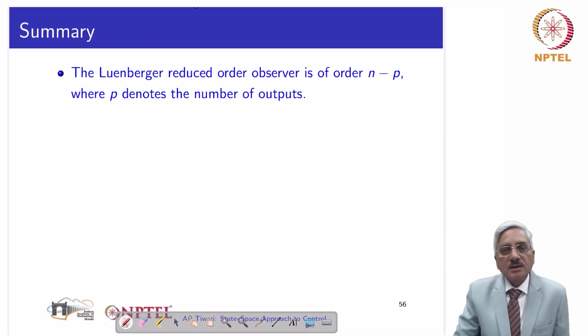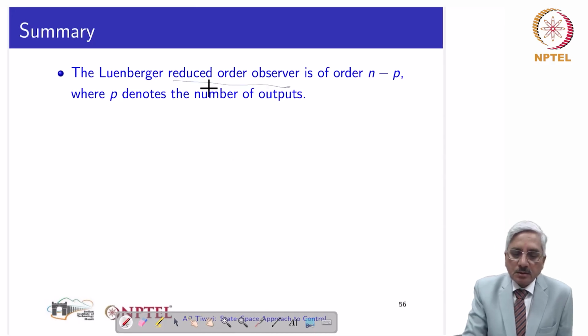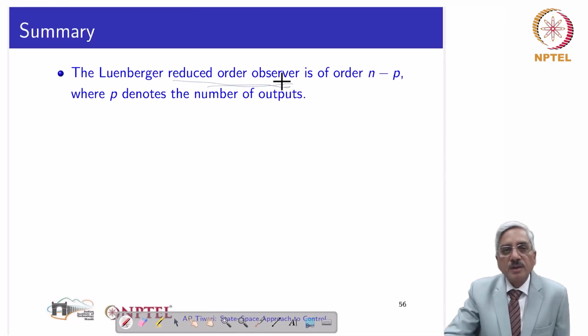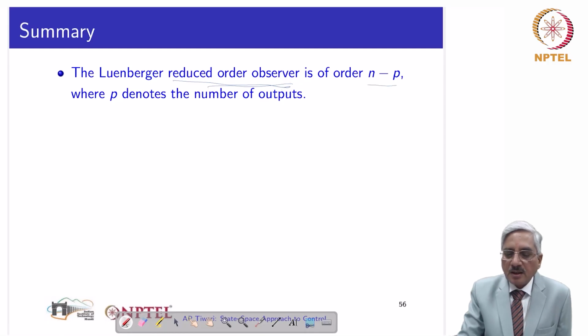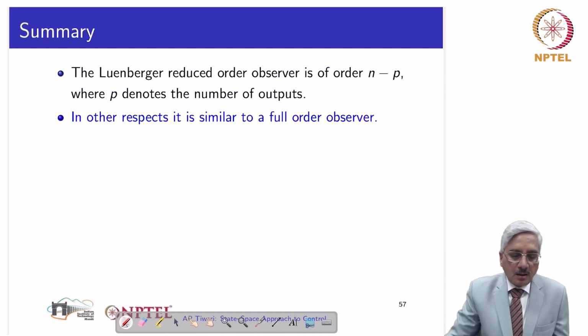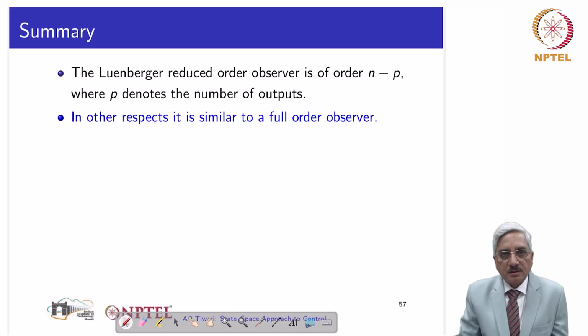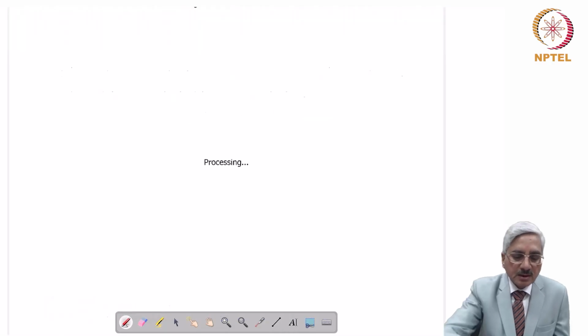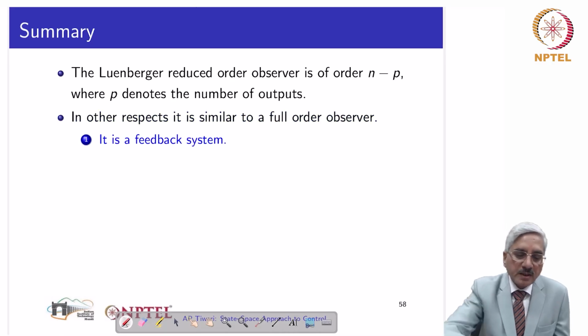We summarize the lecture. The reduced order observer devised by Luenberger is of order n minus p. N is the system order and p is the number of independent outputs. In all other respects, it is similar to a full order observer. Means it is also a dynamical system. It is a feedback system.